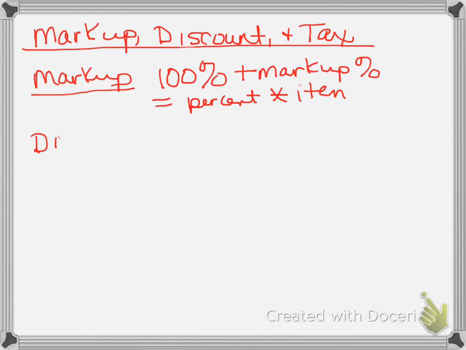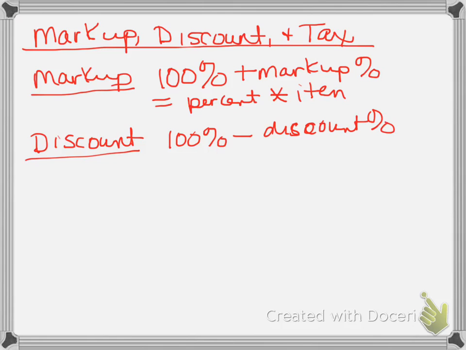So discount. Discount is good. When you're shopping, you always want a good discount. So what you're going to do here is you're going to take 100% of the cost of the item minus the discount percent. Okay, so let's say you had a 20% discount. You take 100% of the item minus 20%. You would get that percent answer and take it times the original price of the item. That gets you the discounted price, or that equals the sale price.